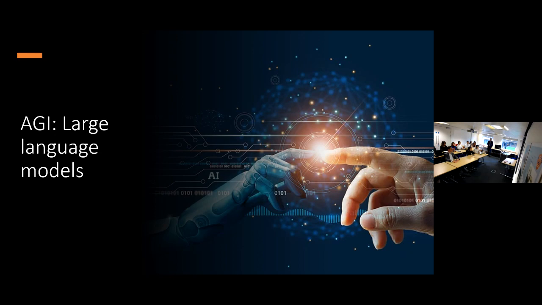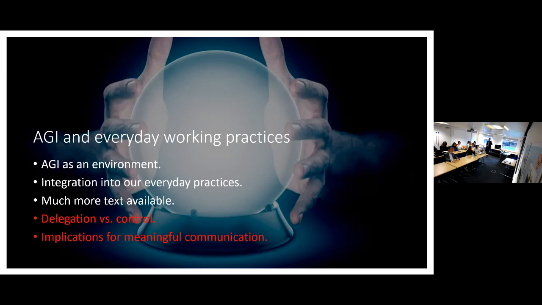So where did the new technology come in? And this part is largely speculative, but I would like to address some of the questions related to AGI and large language models and the response that corpus linguistics might have to these emerging technologies. Obviously, you don't need a crystal ball to see the direction of travel.